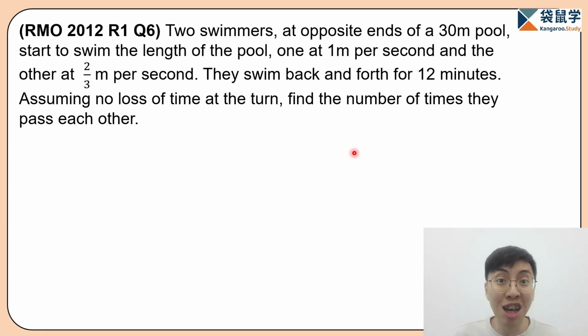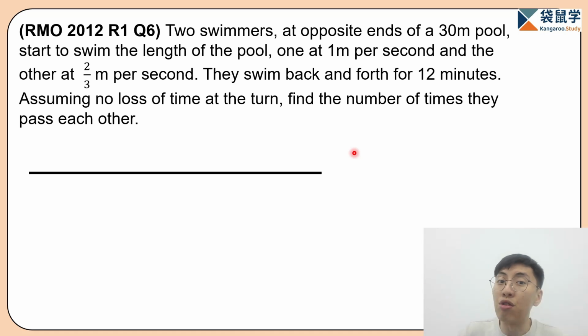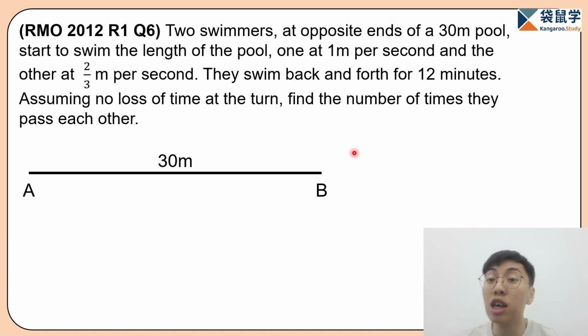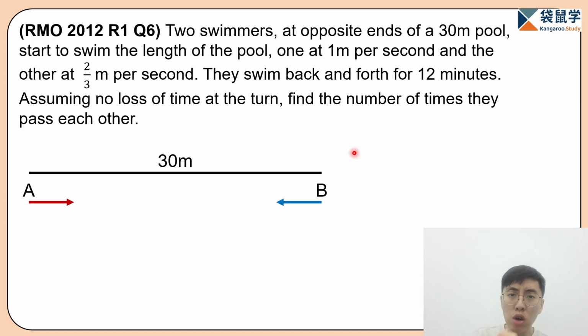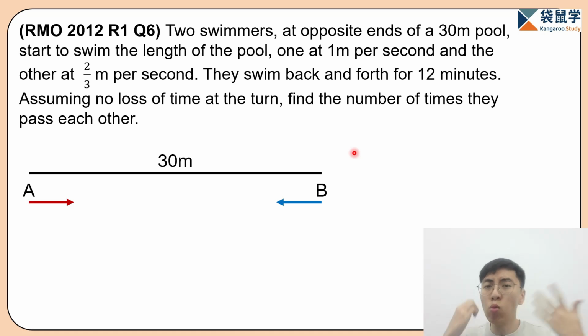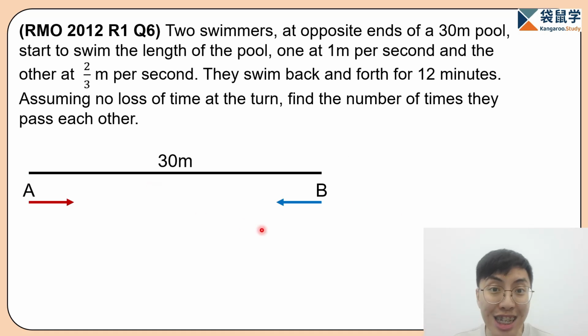So, to make things simpler and more visible for us, we draw the diagram, which is a 30-meter pool, and the two swimmers will let them be A and B, being on two sides of the pool going towards each other. Now, when will be the first time that they meet each other? What type of question is this? Obviously, we can see that it is a meeting problem, something that we have talked about before.